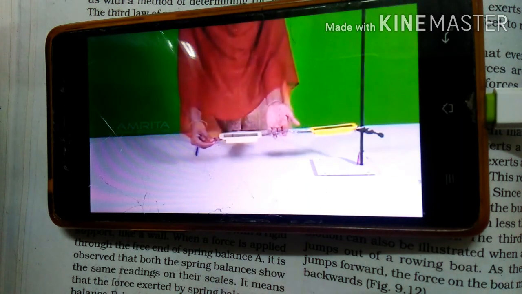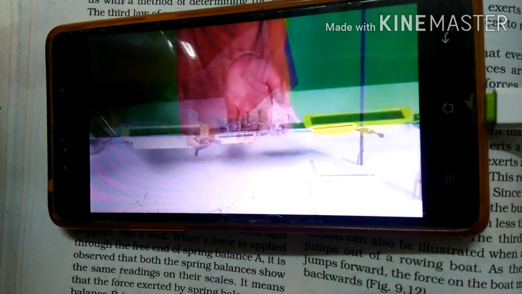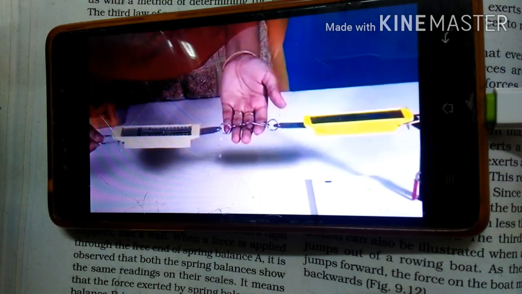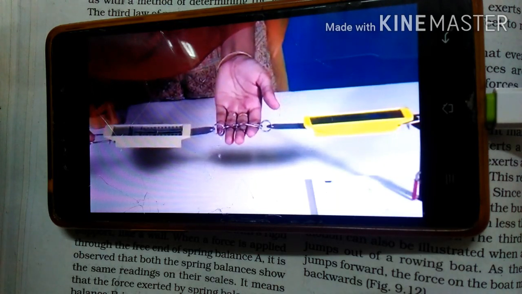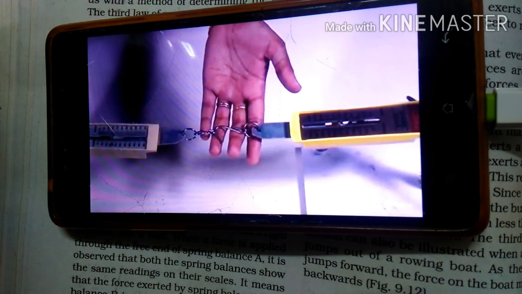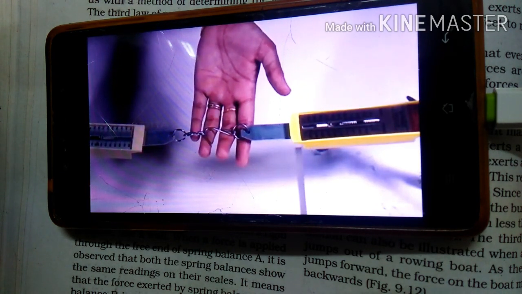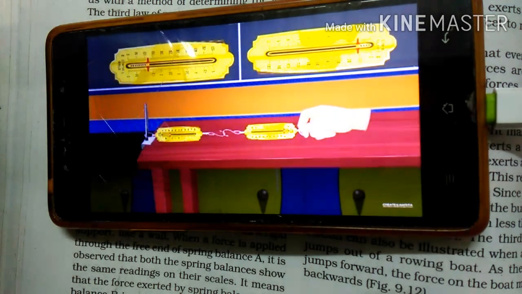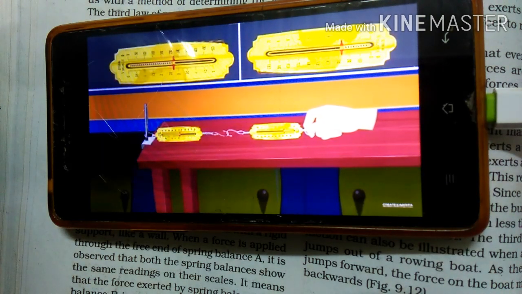Pull the second spring balance away from the stand. As you pull the spring balance, you will feel that the spring balance is being pulled back. Both the spring balances will show the same force. Repeat the process. The 2 spring balances will continue to show the same forces.